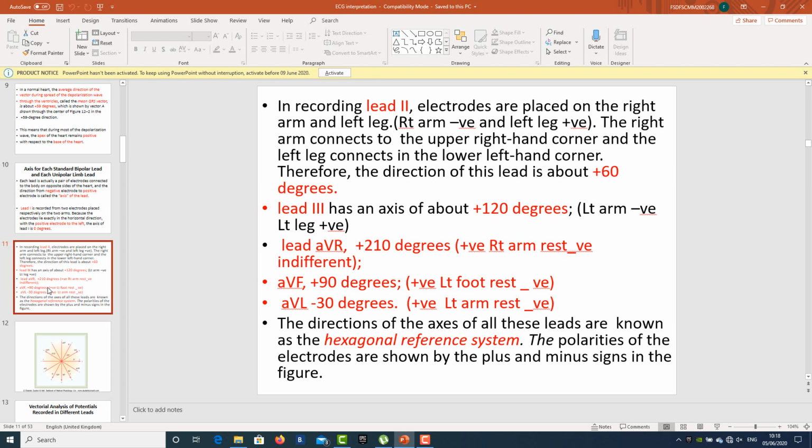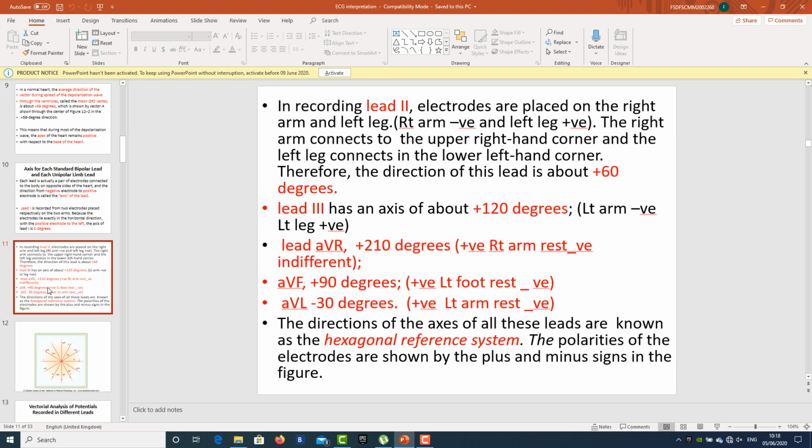In recording lead 2, electrodes are placed on the right arm and left leg. The right arm connects to the upper right hand corner, and the left leg connects to the lower left hand corner. Therefore, the direction of this lead is about plus 60 degrees. Lead 3 has an axis of about plus 120 degrees. Lead aVR has plus 210 degrees. Lead aVF has plus 90 degrees. Lead aVL has minus 30 degrees.